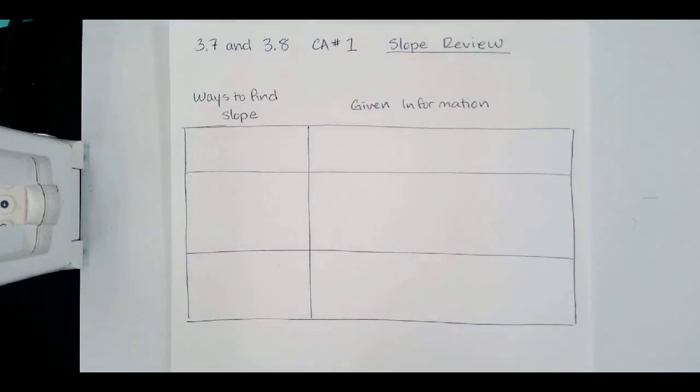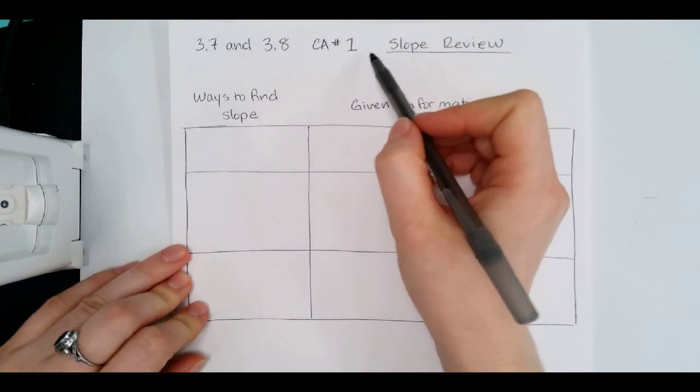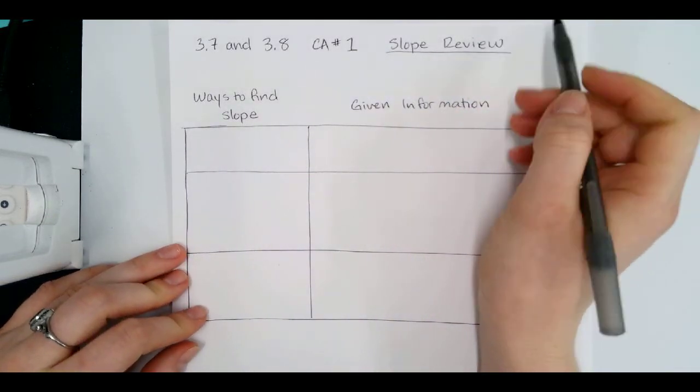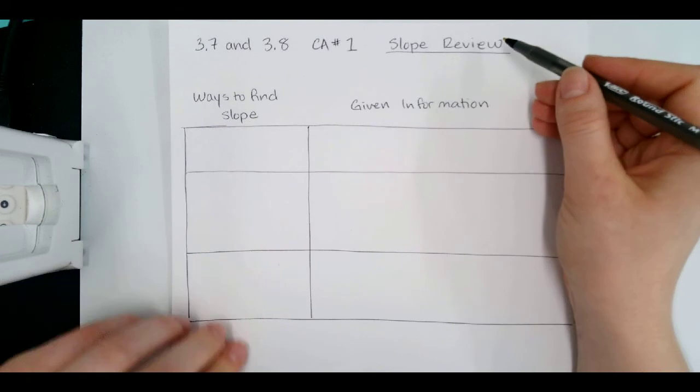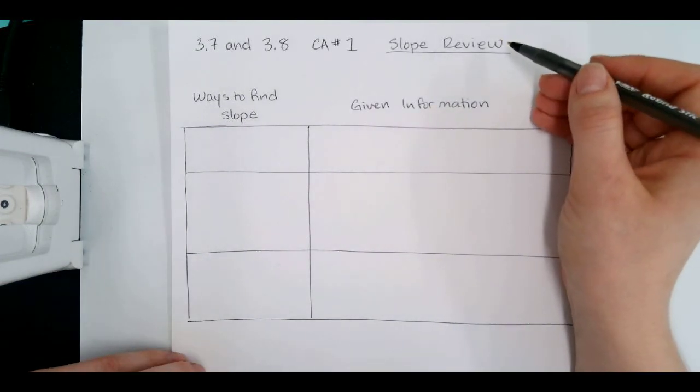All right, so here we're starting with 3.7 and 3.8, our class activity number 1. So we're looking at slope review. We already talked about slope review previously, but it's a pretty important concept, so I thought it'd be good if we reviewed it.